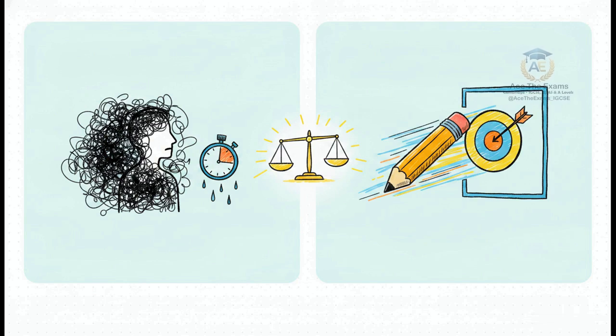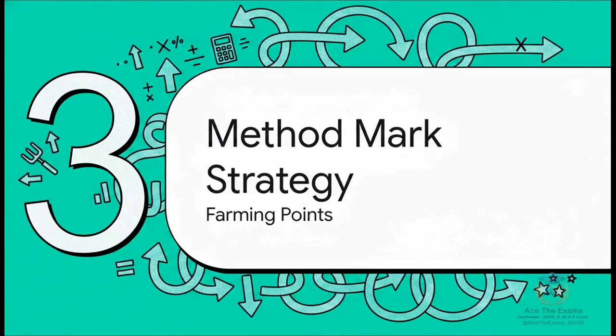If you are Alex, you time out. If you are Sam, you lose accuracy points. The true optimal route requires strict adherence to examiner conventions, proper headings, correct terminology, appropriate formats, and crystal clear annotation. You have to perfectly merge Sam's speed with Alex's accuracy. Moving right along to checkpoint 3, the method mark strategy. Let's look at how to actively secure points even when your execution goes a little off track.